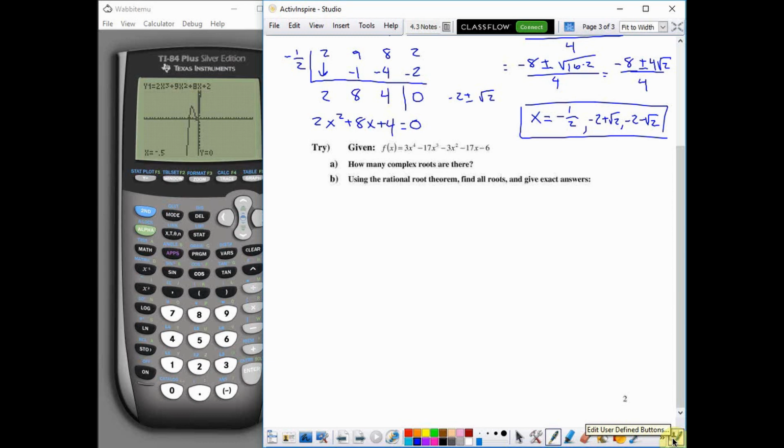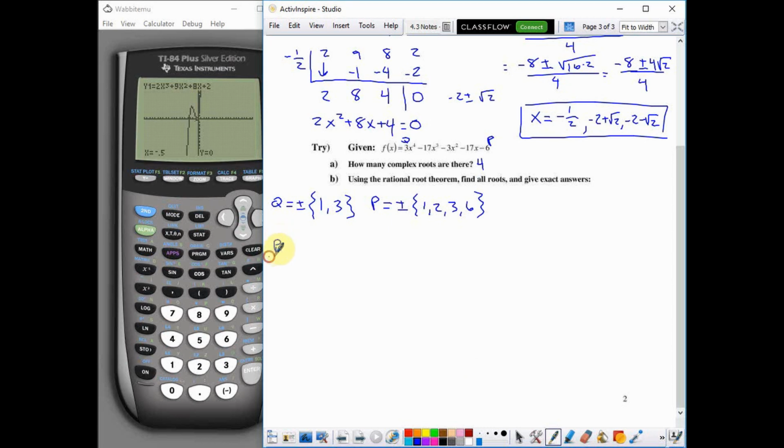So the last one has a degree of 4. So there will be 4 complex roots. Right, so the q's come from right here. Q is plus or minus everything that goes into 3, which is 1 and 3. And then P is plus or minus everything that goes into 6: 1, 2, 3, 6.